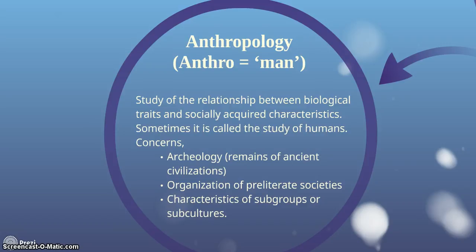Anthropology is the study of humanity, or the study of man in the old generic sense. Anthro means man or human. Pology means the study of. So it's the study of the relationship between biological traits and socially acquired characteristics. Sometimes it's called the study of humans. So anthropology is concerned with archaeology, which studies the remains of the ancient civilizations, the organization of pre-literate societies. That would include ancient societies as well as, for example, some Amazonian tribal groups that live today. Also, characteristics of subgroups or subcultures.